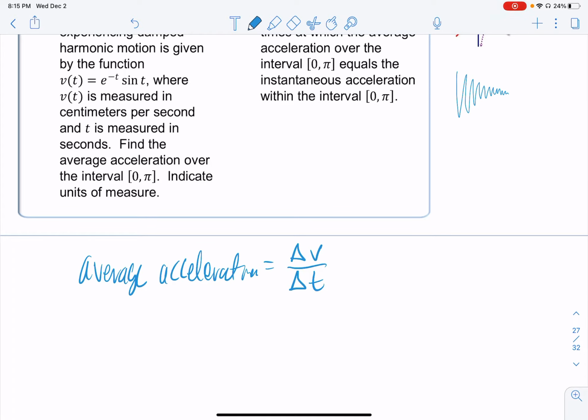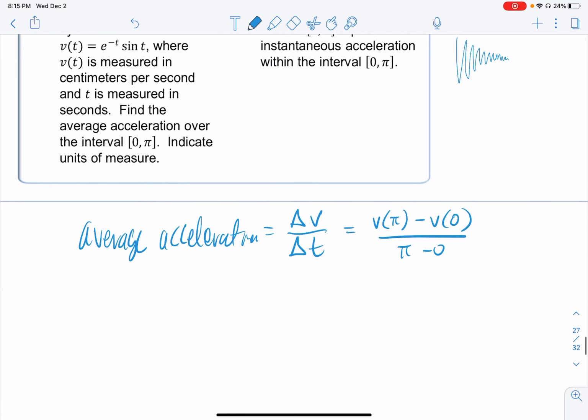In other words, I want v of, you can do this in whatever order you want to. I guess we'll go with pi first. So v of pi minus v of 0 divided by, keep it in the same order, pi minus zero, right? Just plugging this stuff into our equation and getting our v values.